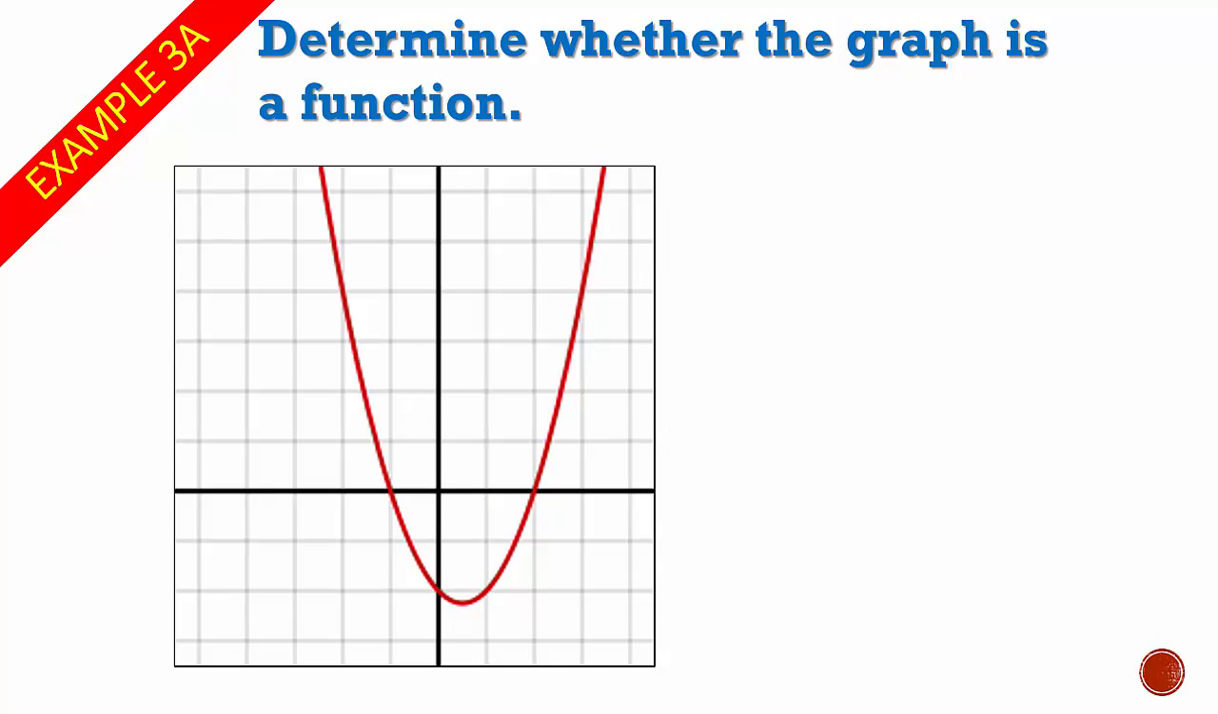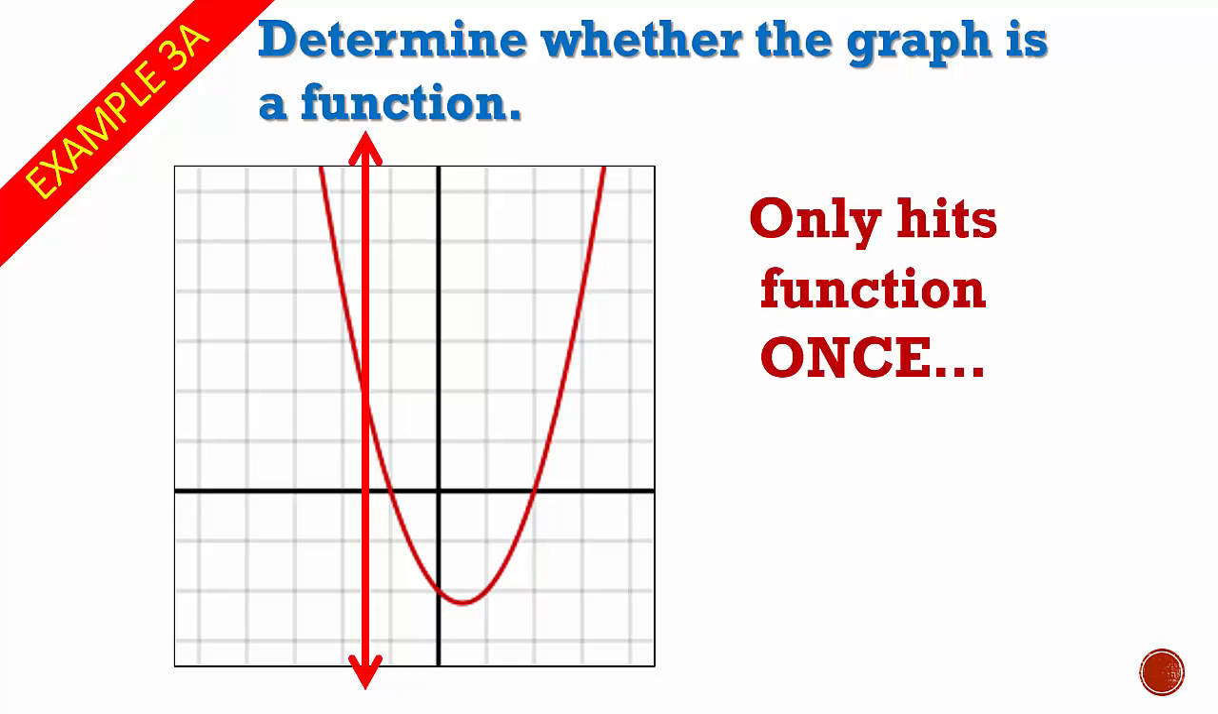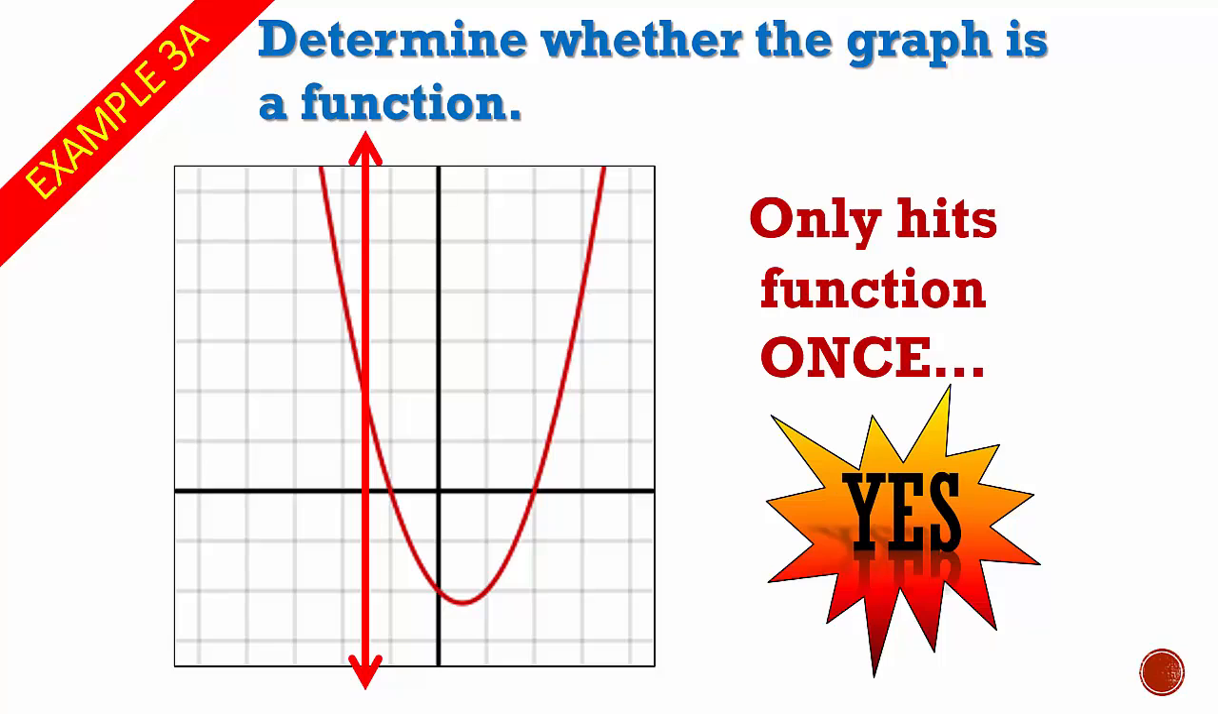So we need to determine whether this graph is a function or not. So if I did the vertical line test, doesn't matter where, I could put that anywhere. It only hits the graph once, so yes, that is a function.